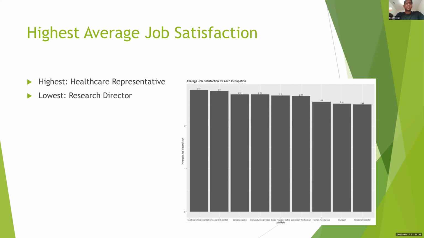Again, I was able to analyze the highest average job satisfaction for each job. As we see, healthcare representatives have the highest average job satisfaction of 2.83, and research directors have the lowest average job satisfaction at 2.49. So as we see in these two graphs, research directors have the lowest average job satisfaction and the lowest average environment satisfaction.